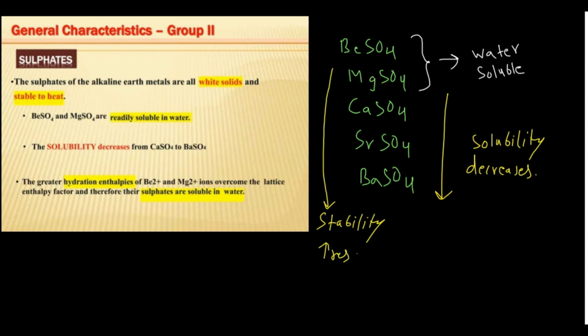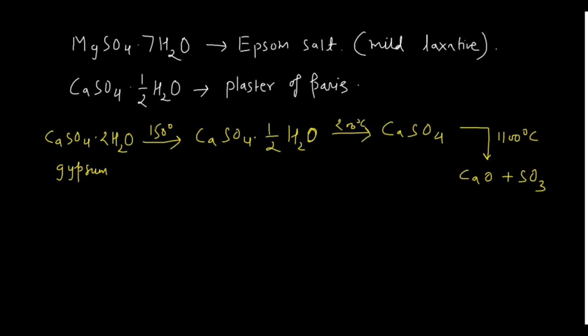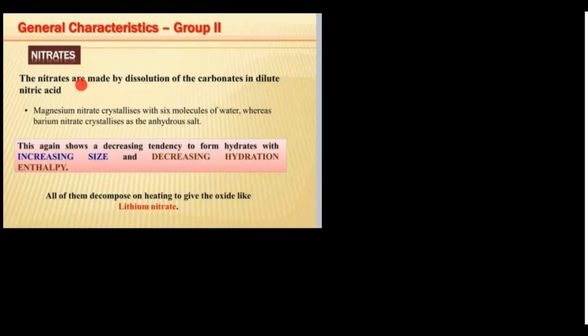Because beryllium sulfate decomposes somewhere around 500 degrees centigrade, and magnesium sulfate somewhere around 895 degrees centigrade. If you keep on moving, then you will have the other values also, but the data is not very important. You don't need to mug up all this data. It would be given in the examination if needed. Okay, next are the nitrates.